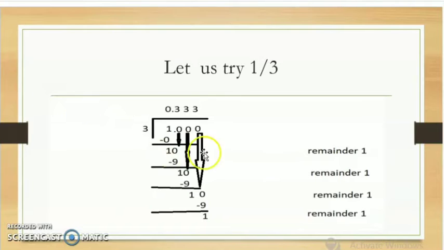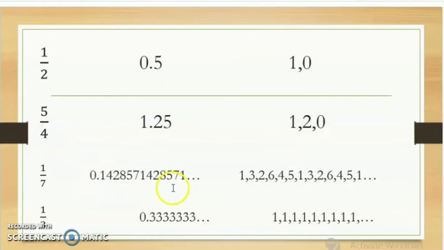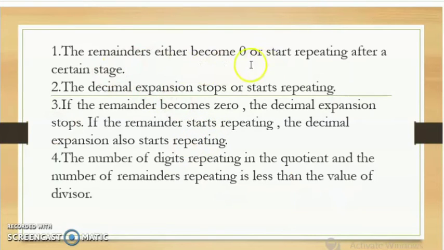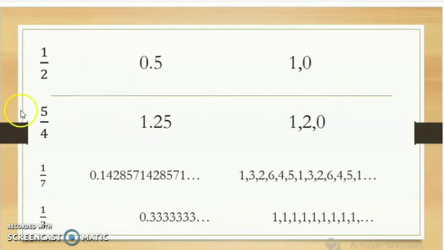In the case of 1 by 3 we saw that after the first place itself the remainders start to repeat, but in the case of 1 by 7, after 1, 2, 3, 4, 5, 6, only after 6 remainders did we get a repeating pattern. So the remainders either become 0 or they start repeating after a certain stage. Then the decimal expansion stops or it starts repeating.